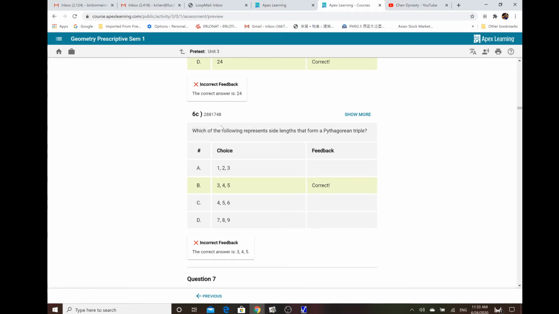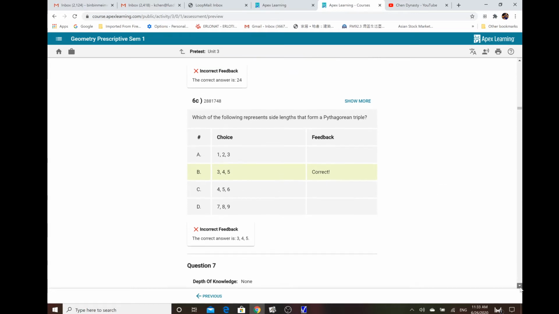Okay, so maybe we should try this one here. Which of the following represents the lengths that form a Pythagorean triple? Again, whatever numbers you plug into the Pythagorean theorem, if they satisfy the entire equation, that means all those three numbers should be considered a Pythagorean triple. And also make sure that those three numbers are whole numbers, positive integers.